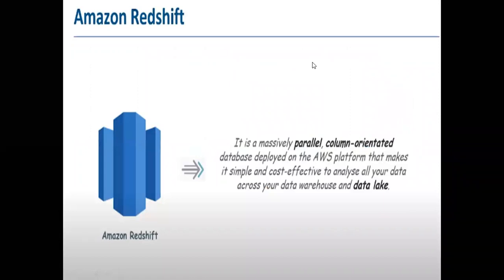Amazon Redshift is a parallel, column-oriented database deployed on the AWS platform that makes it simple and cost effective to analyze all your data across your data warehouse and a data lake. A data lake is nothing but a collection of data from various types of sources.